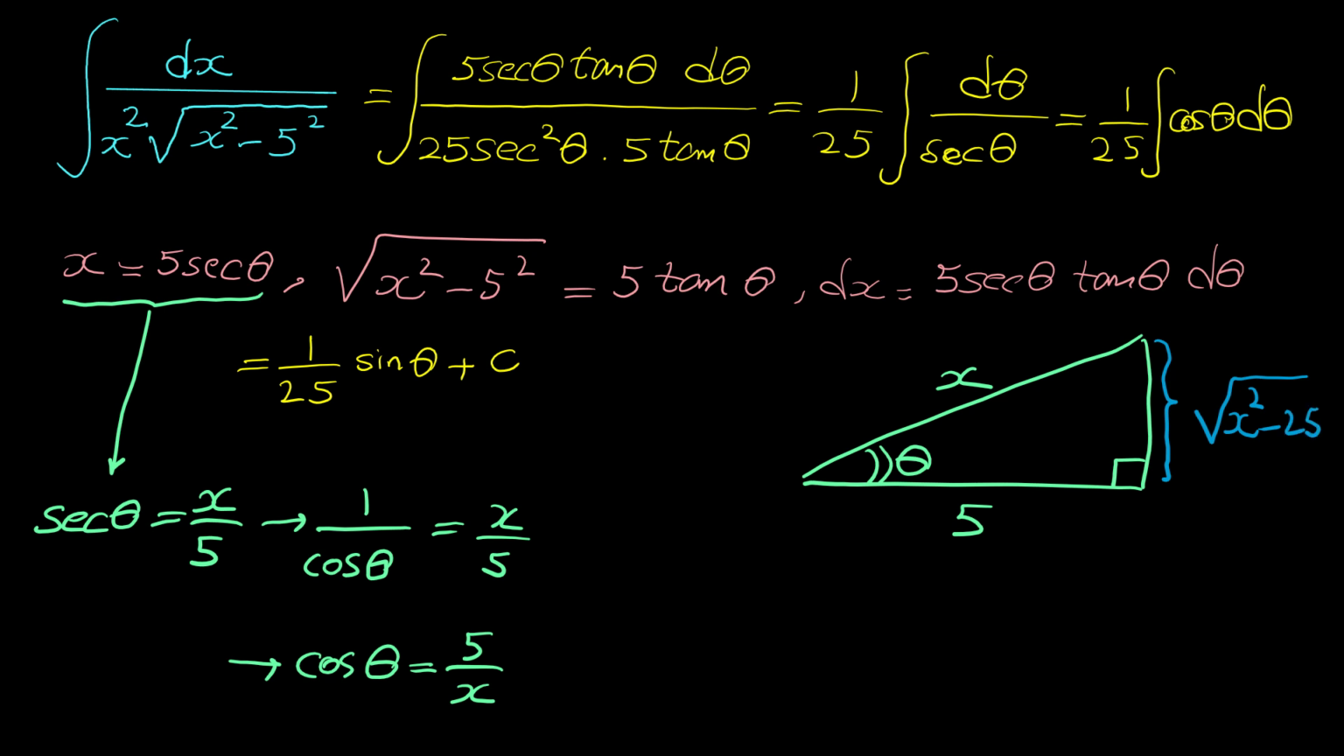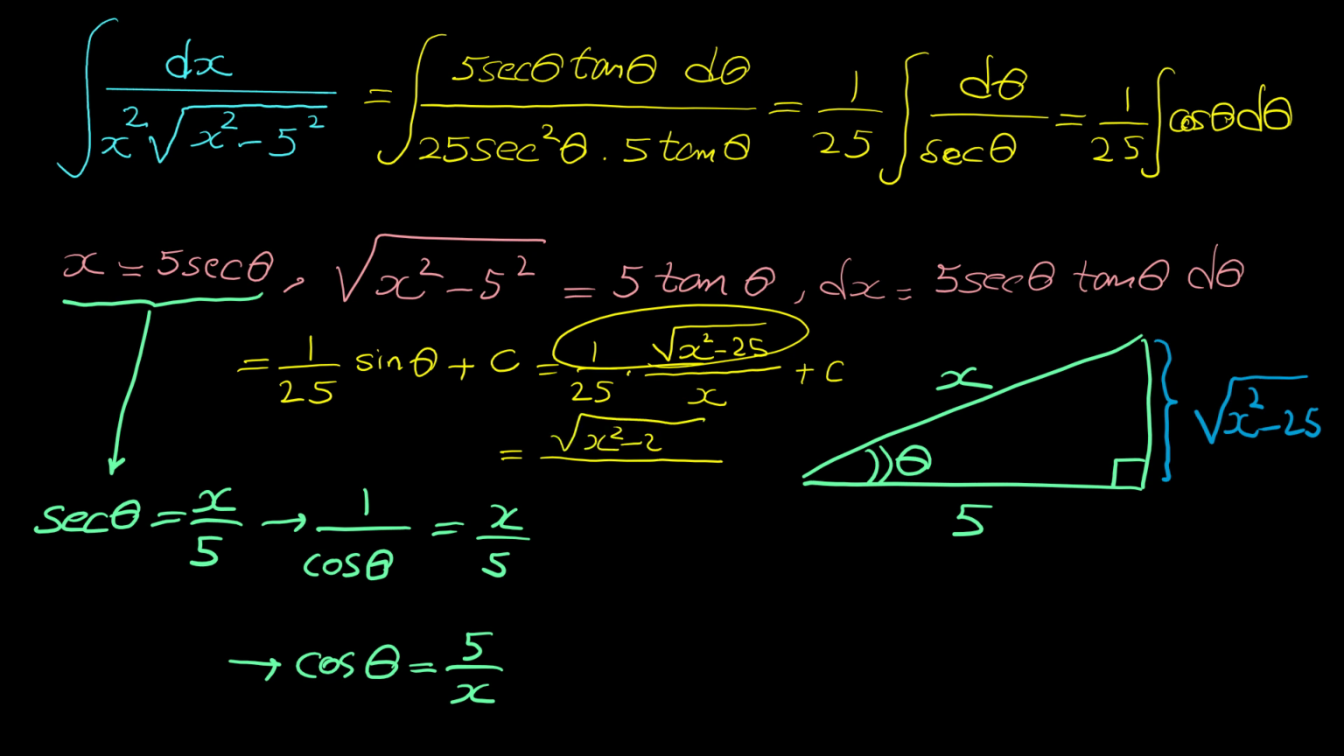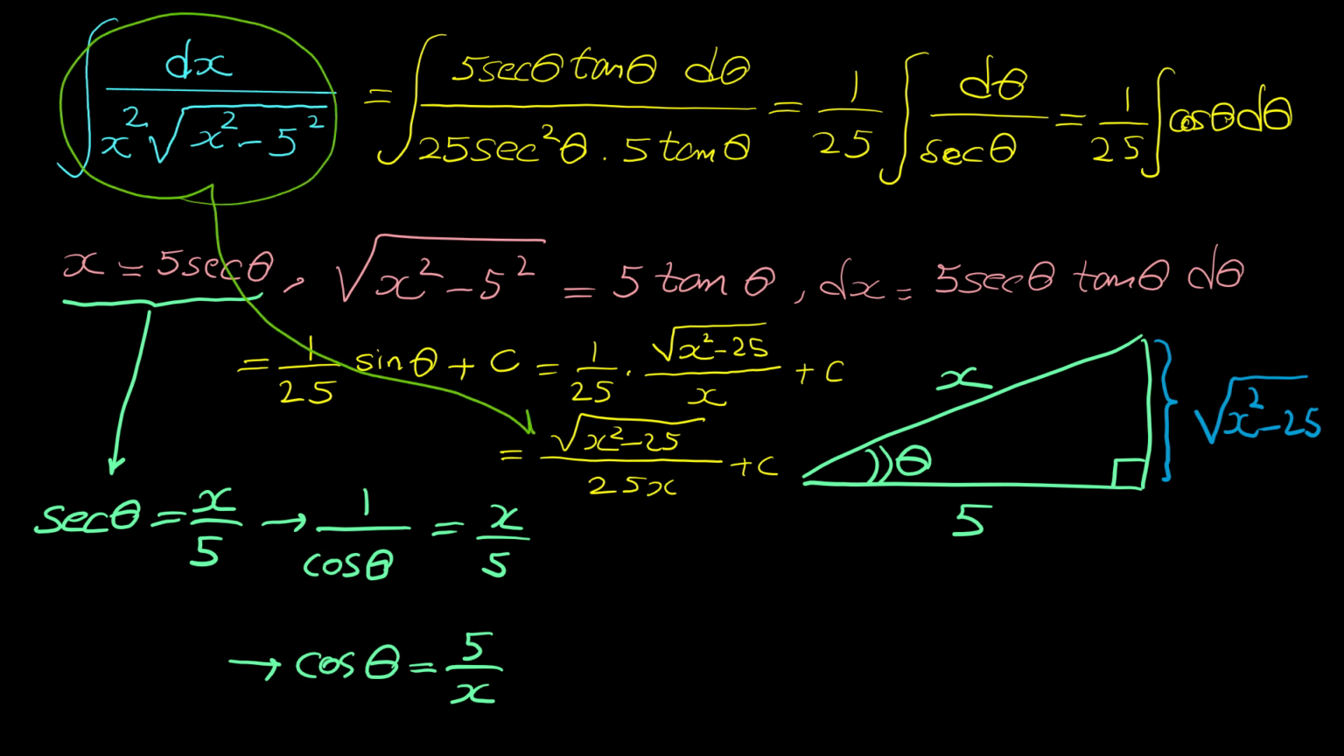Now we can find sine. Sine of theta equals opposite over hypotenuse. So we have 1 over 25 times the opposite side over hypotenuse, plus c. So the answer of the integral can be written as, if we multiply numerator by numerator, radical x squared minus 25 in the numerator, and in the denominator 25x, plus c. This is the answer of this integral.